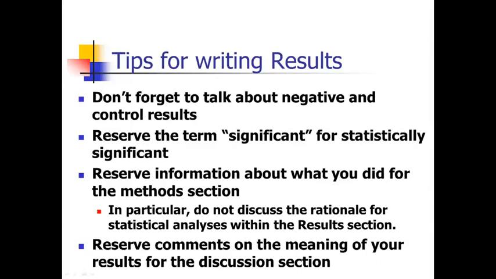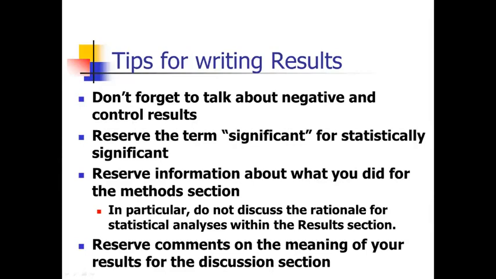Commonly I see, especially when people have complex statistical analyses, like they've built different models, there's a temptation when you're writing your results to also want to explain to your reader the rationale for why I used this model versus that model. That rationale belongs in the methods section. Don't put that rationale in the results section. Only say what you found, not what you did or why you did it.